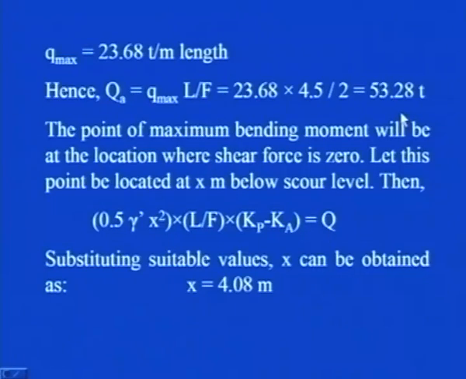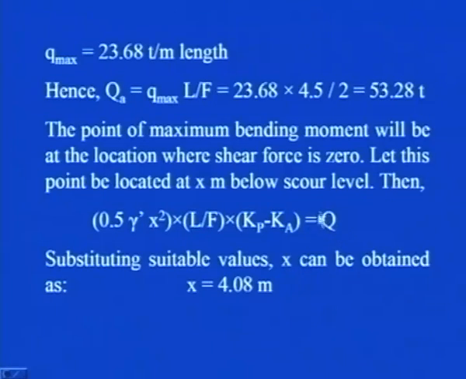Further, this was one part of the solution. Further, it was asked that we need to find out the location of occurrence of maximum bending moment in the well steining. So, you know that where the shear force is 0, that particular point will be the point of maximum bending moment. So, let this point be located at x meter below the scour level, then if you take the equilibrium of forces, you will get 0.5 gamma prime x square into L by F into K p minus K a to be equal to Q.